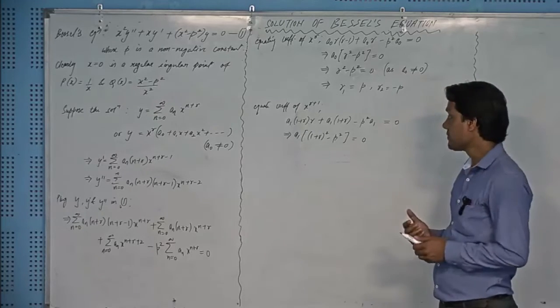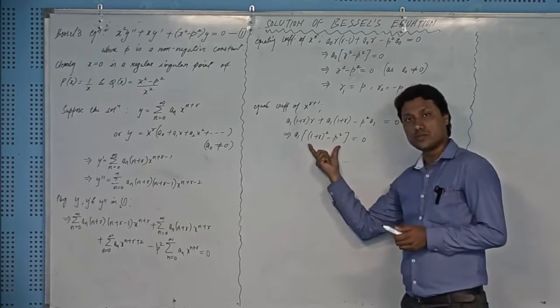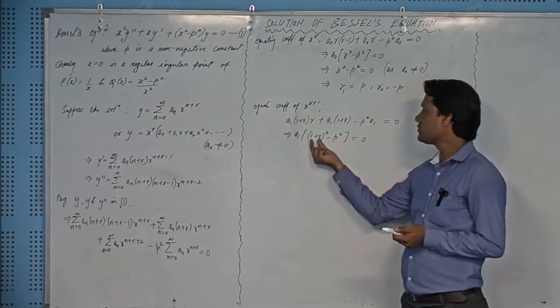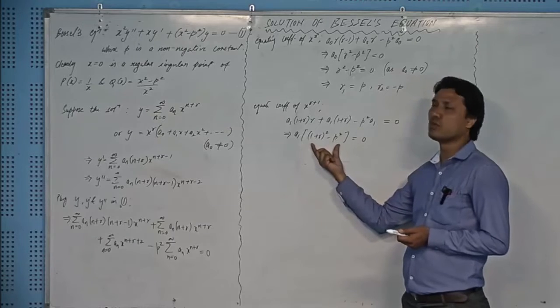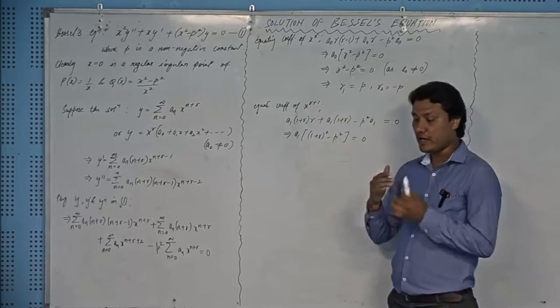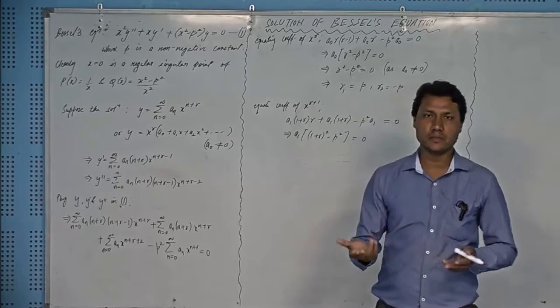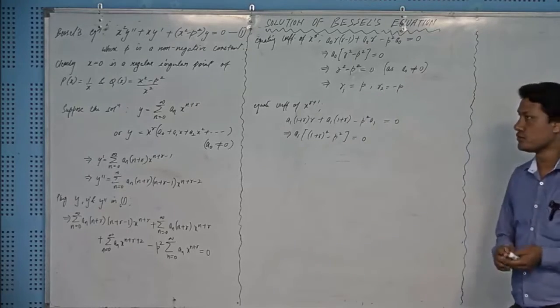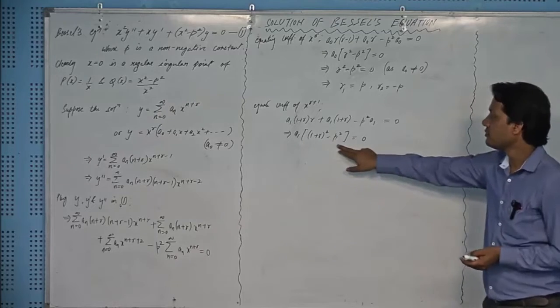I am repeating it again. This factor cannot be equal to 0 because r plus 1 is not equal to p. Obviously, if r plus 1 becomes equal to p, then this will go to 0, right? r plus 1 equal to p means r should be equal to p minus 1, but that is not the case. Actually, r is equal to p, not p plus 1, right? That's why it cannot be 0.